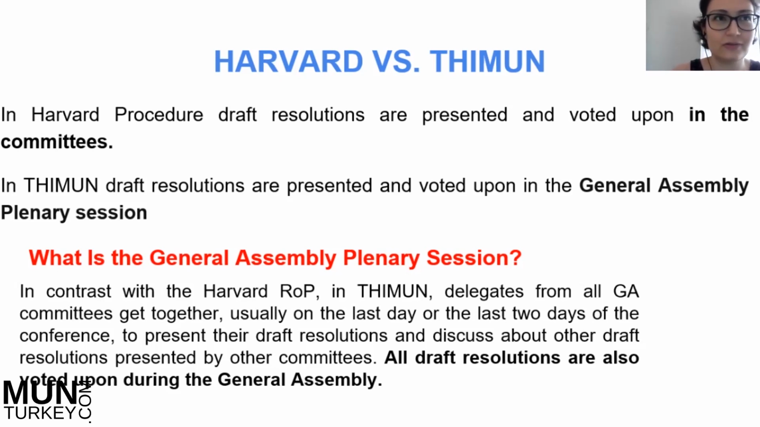So basically you present your resolutions, and other delegates comment on your resolution, maybe positive or negative comments. They might also propose amendments to your resolution, and you might do the same for the draft resolutions presented by other committees. And all draft resolutions are also voted upon during the General Assembly. So in THIMUN, all the delegates in the General Assembly committees vote for each other's draft resolutions. If you have a draft resolution, it cannot pass with only the delegates in your committee voting upon it. All the other delegates in all the other GA committees have to vote upon it in order for the draft resolution to pass or fail. Is that clear?